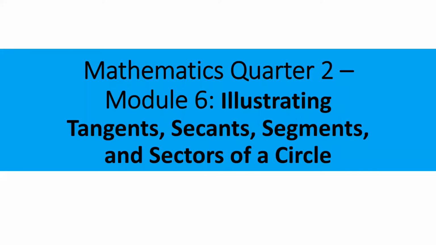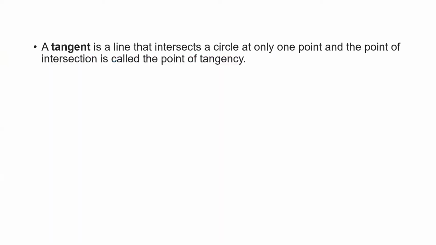So for module 6, we have here illustrating tangents, secants, segments, and sector of a circle. So let us define first what is a tangent. A tangent is a line that intersects a circle at one point, and the point of intersection is called the point of tangency. Example, suppose we have here a circle.